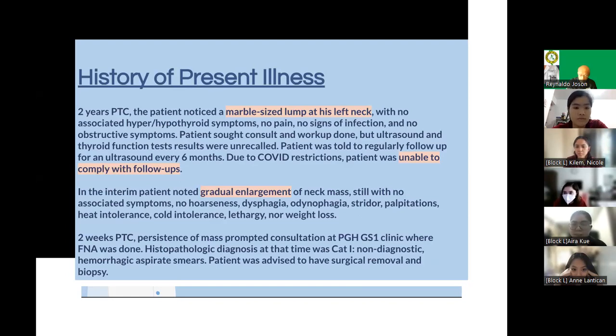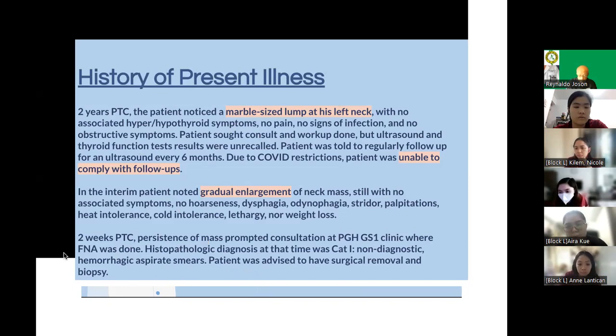But due to COVID restrictions, he was only able to go once for a checkup. And then after that, 2020 na, he wasn't able to comply with the follow-ups. In the interim, this patient noted gradual enlargement of the neck mass, still with no associated symptoms. So no hoarseness, no dysphagia, no odynophagia, no stridor, no palpitations, no heat or cold intolerance, no lethargy, and no weight loss. However, the persistence of the mass alarmed the patient.